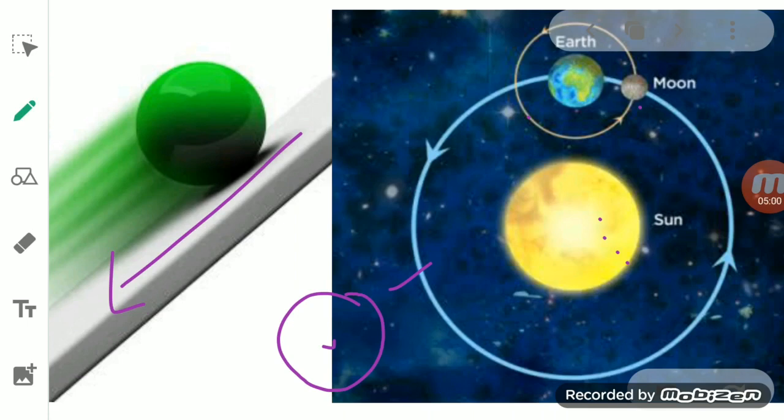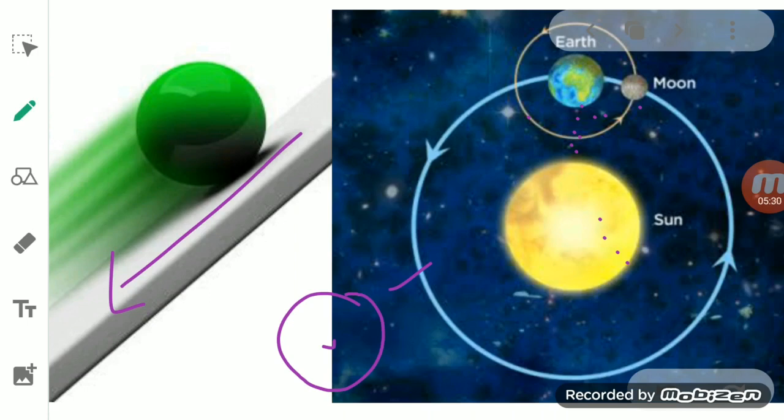So here the earth, which is moving around the sun, executes two types of motion. The first one is the rotational motion, because the earth is continuously moving on its own axis. That's why it shows rotational motion, as well as another kind of motion, and that is known as periodic motion.